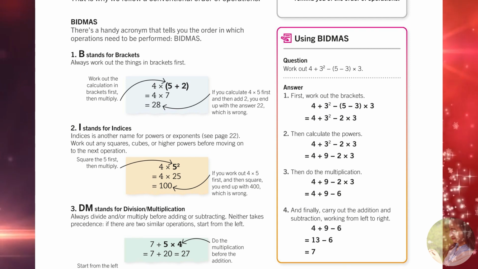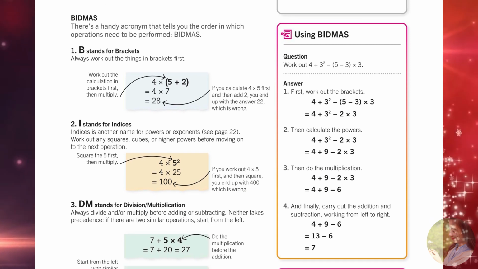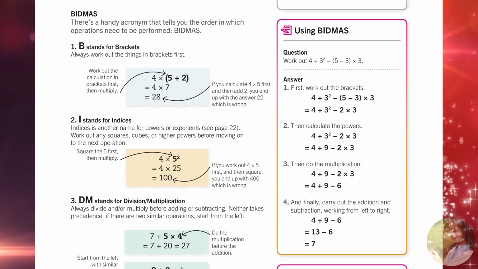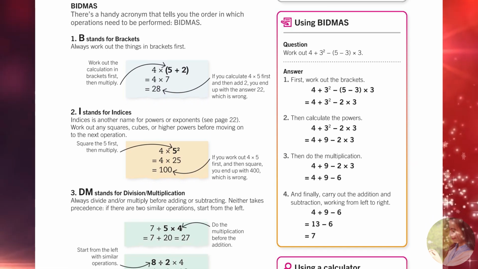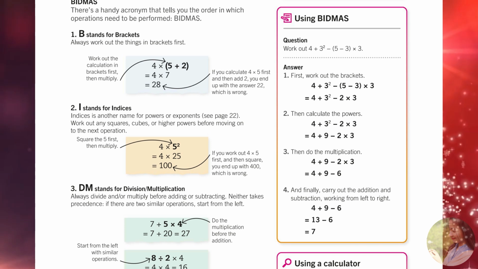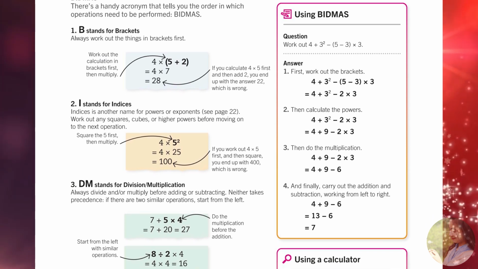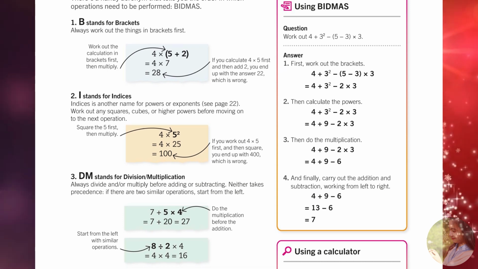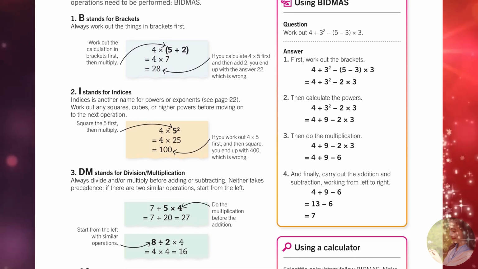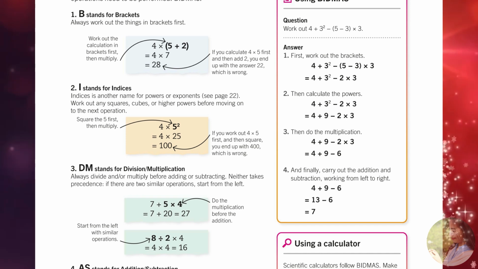2. I stands for indices. Indices is another name for powers or exponents. See page 22. Work out any squares, cubes, or higher powers before moving on to the next operation. Square the 5 first, then multiply. If you work out 4 times 5 first and then square, you end up with 400, which is wrong.